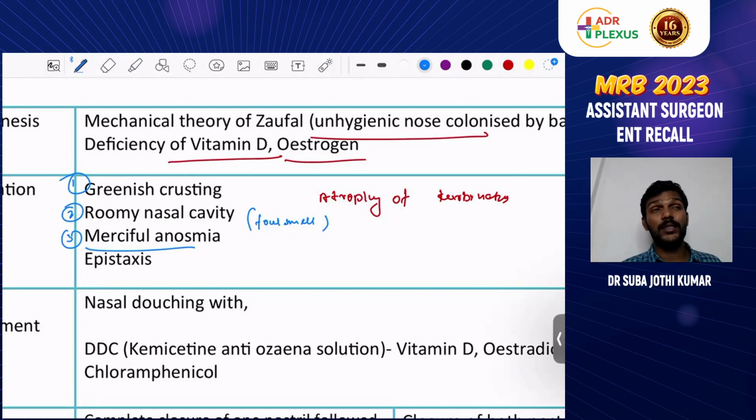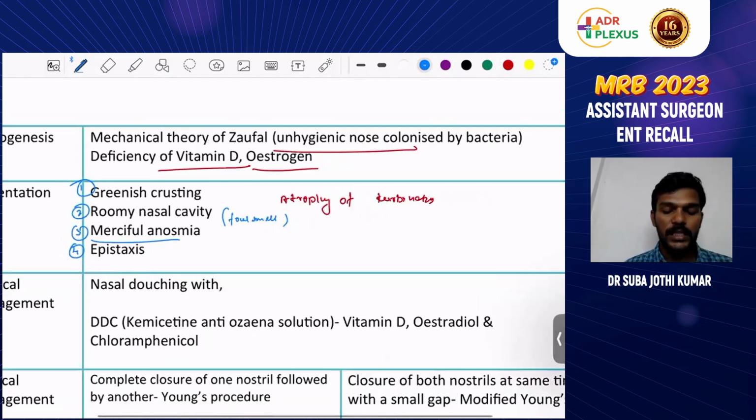merciful anosmia. So that description means there is anosmia, but there is a foul smell, and the patient can't feel the foul smell, but other neighbors can feel the foul smell. That is called merciful anosmia. And due to crusting, there will be epistaxis.